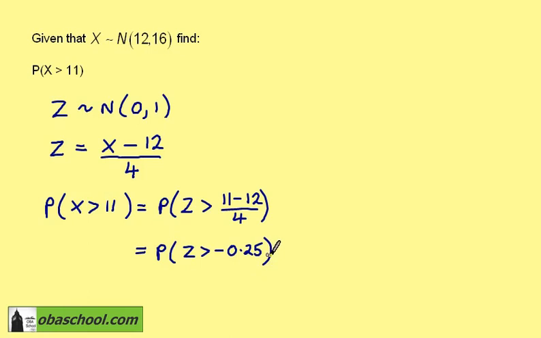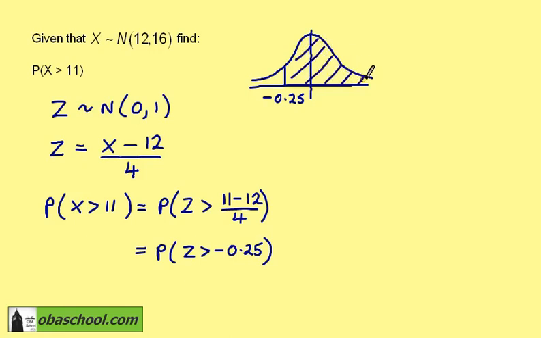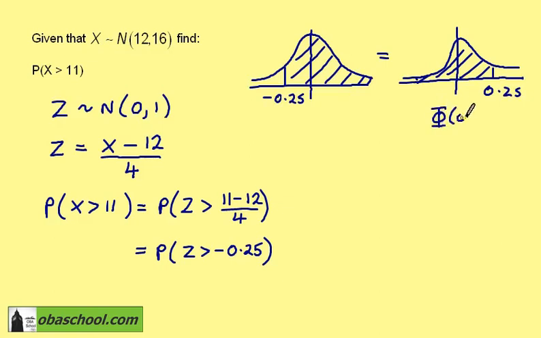To find this, we could first draw a sketch. So we need to sketch our standard normal curve. Minus 0.25 is here, and the area we want is this area. We can use the symmetry of the curve to spot that that area must be the same as the area from 0.25 downwards. And from tables, this is phi of 0.25.